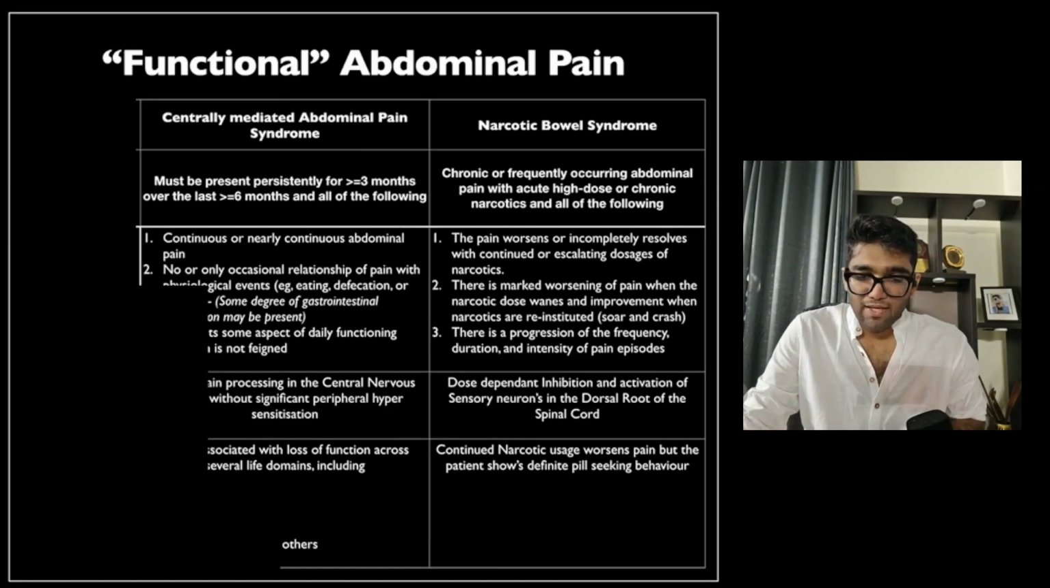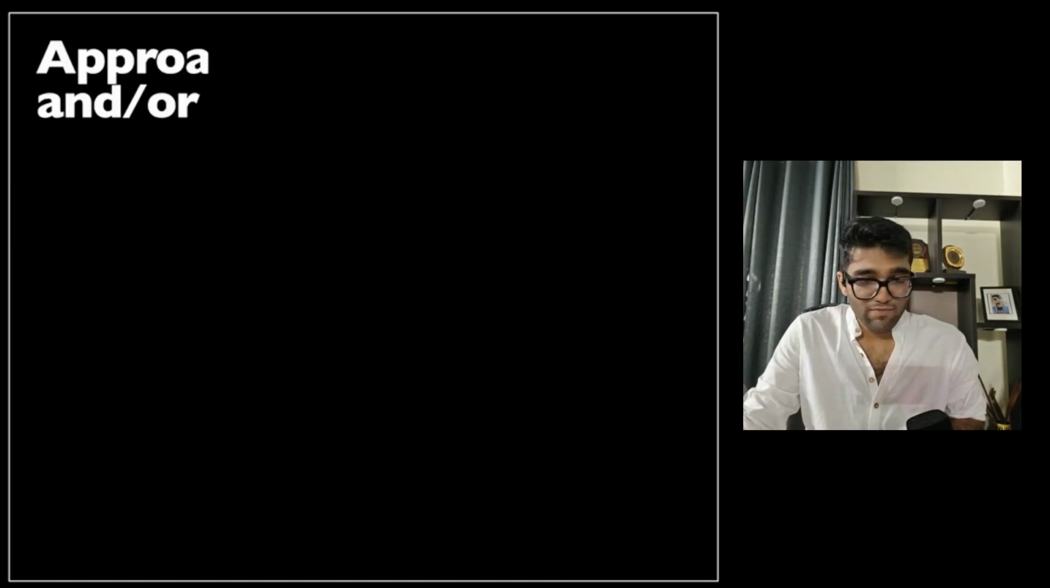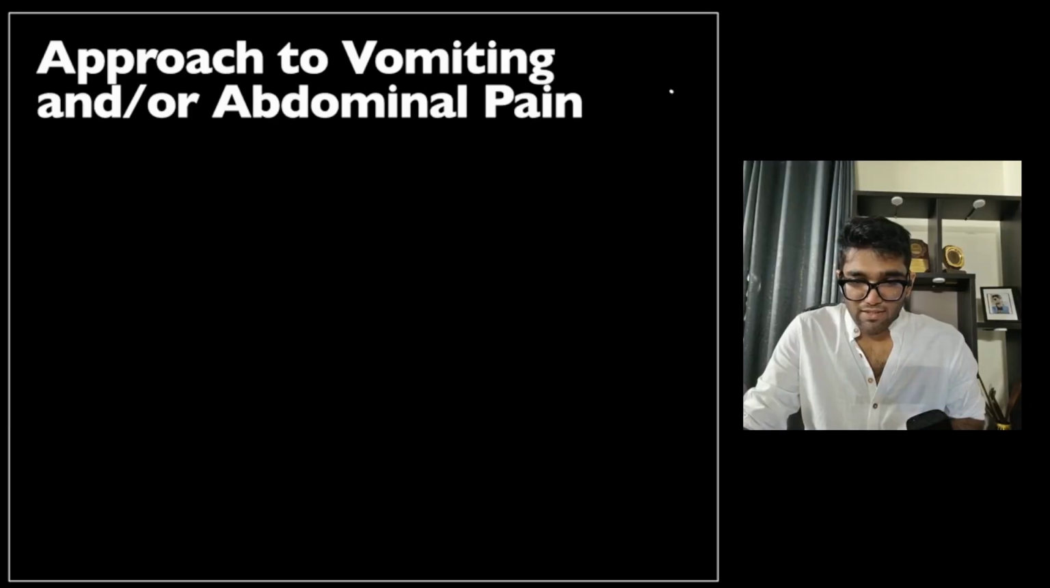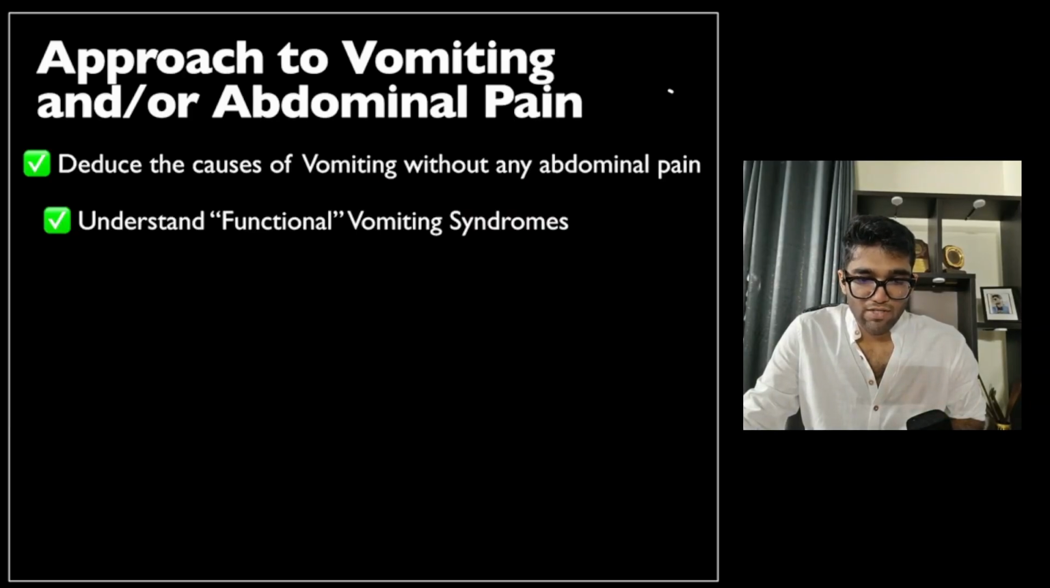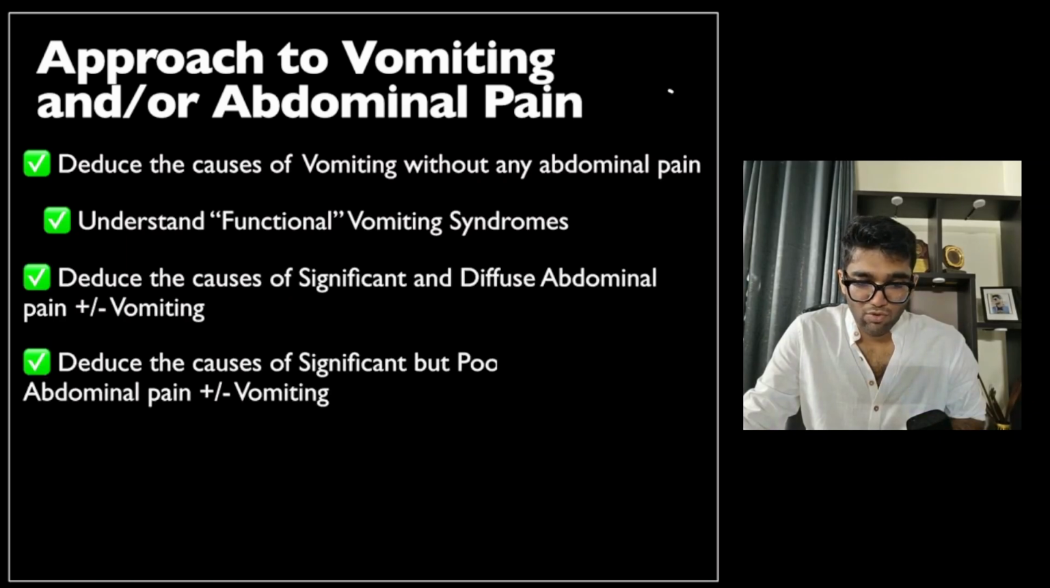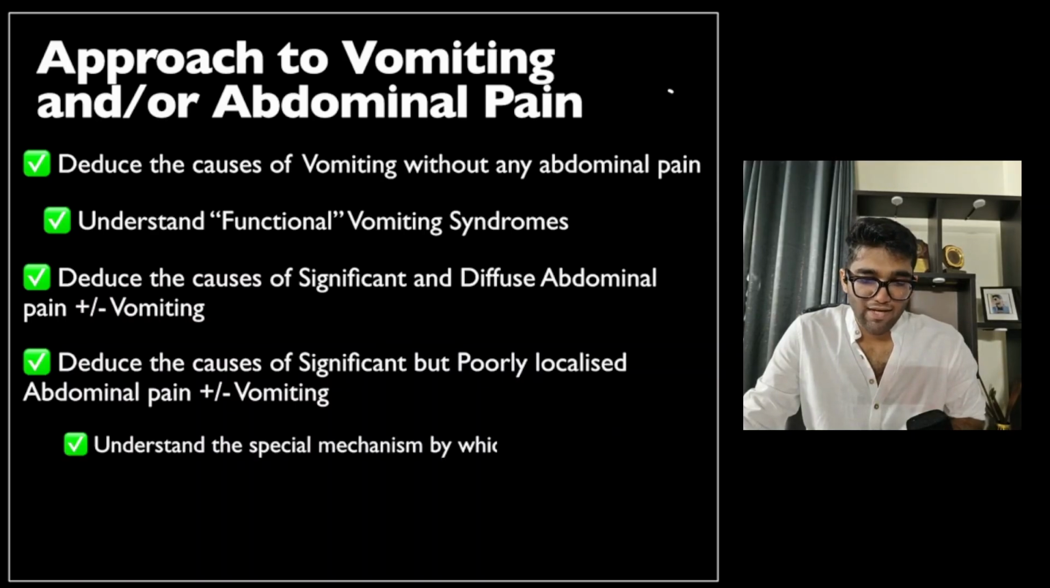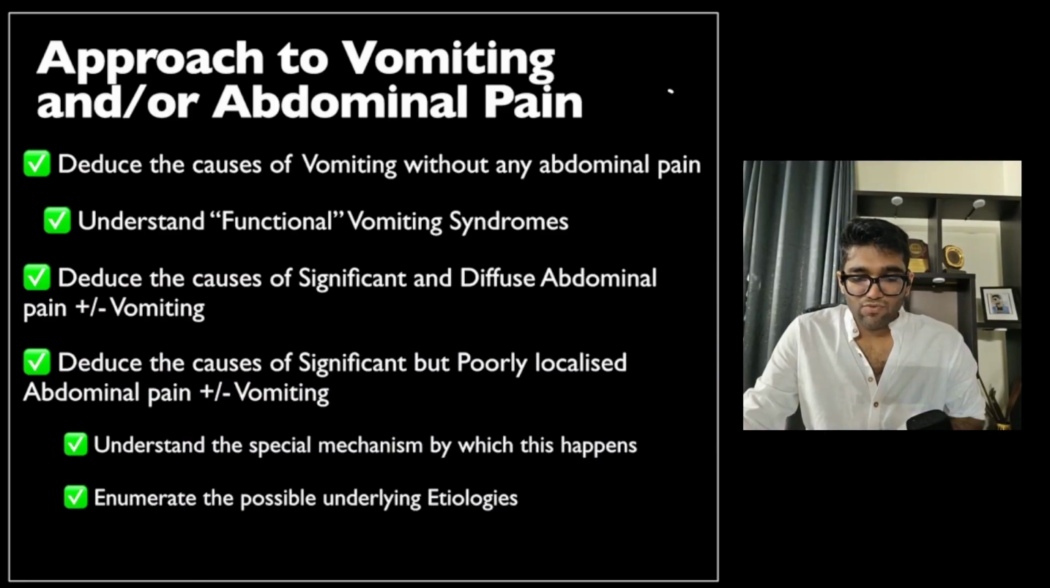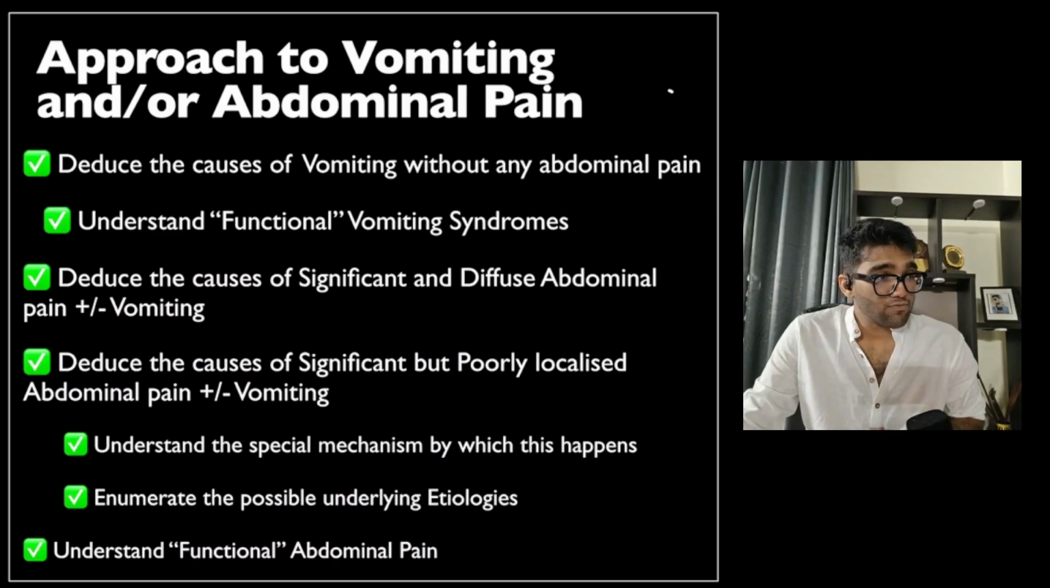Fine. So in this discussion, we've discussed the following things. We've deduced the causes of vomiting without any abdominal pain. We've understood what the functional vomiting syndromes are. We've deduced the causes of significant and diffuse abdominal pain with or without vomiting. We've deduced the causes of significant but poorly localized abdominal pain without vomiting, and in that, we've understood the mechanisms by which such an odd thing happens. We've also enumerated the possible underlying etiologies, and we've understood functional abdominal pain.